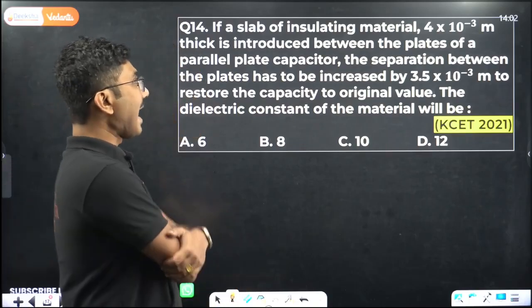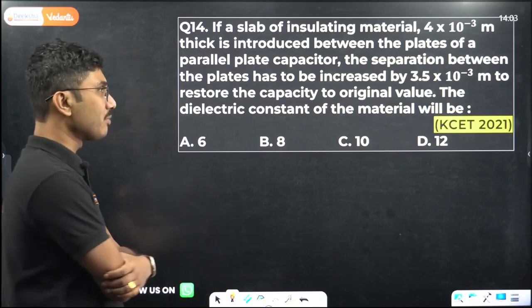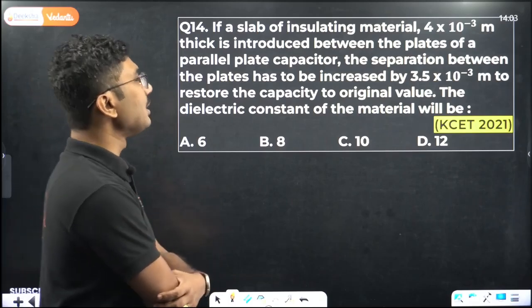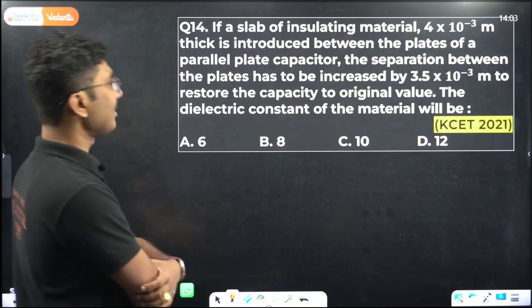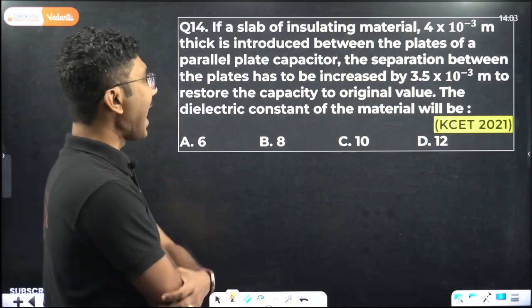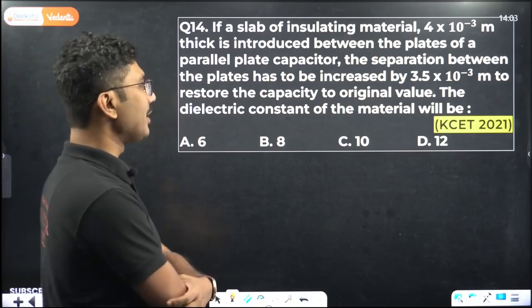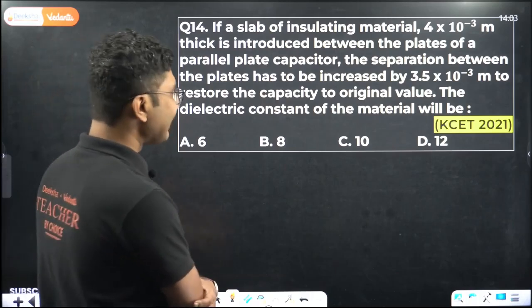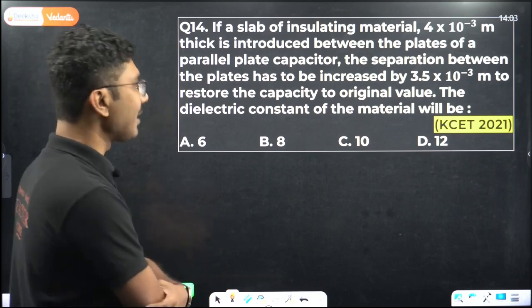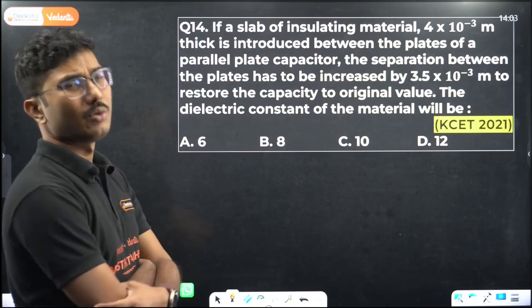If a slab of insulating material 4 into 10 to the power of minus 3 meter thick is introduced between the plates of a parallel plate capacitor, the separation between the plates has to be increased by 3.5 into 10 to the power of minus 3 meter to restore the capacity to the original value. The dielectric constant of the material will be?